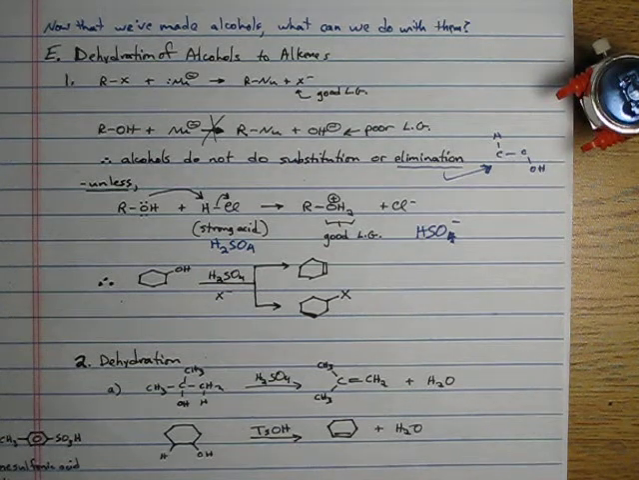All right, back so soon. Let's look at the reactions of alcohols. The first reaction, the main thing we're going to deal with today and in this chapter, is dehydration of an alcohol to form an alkene.